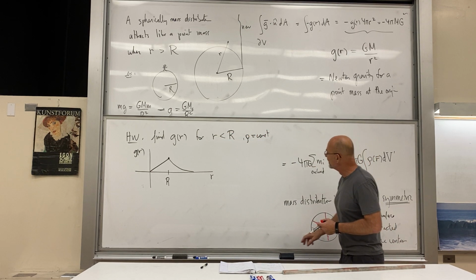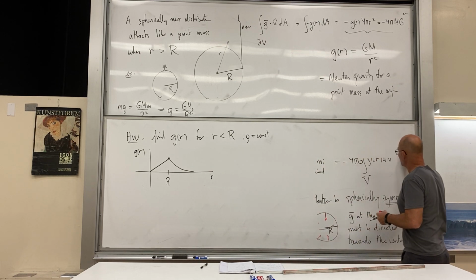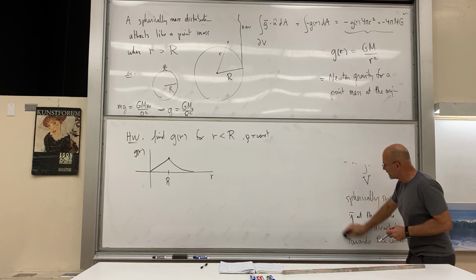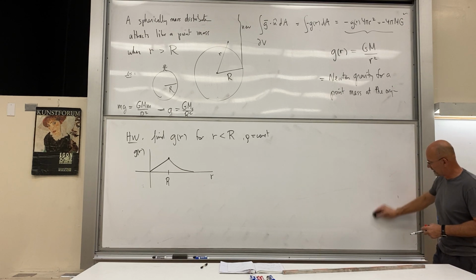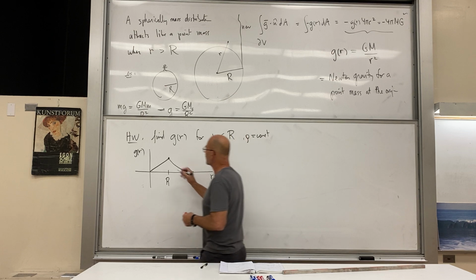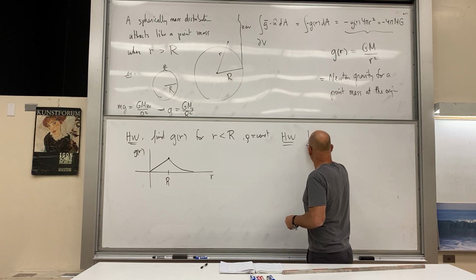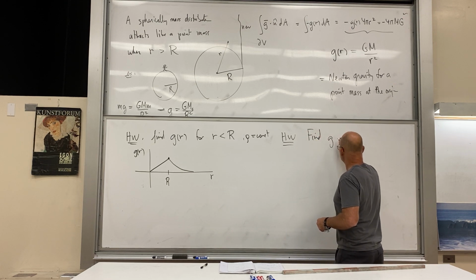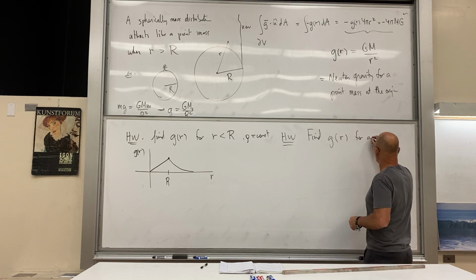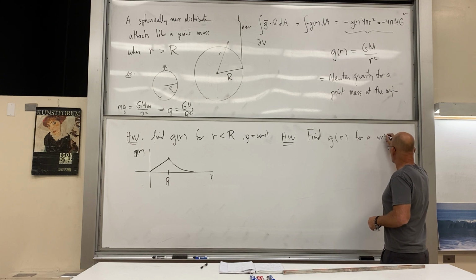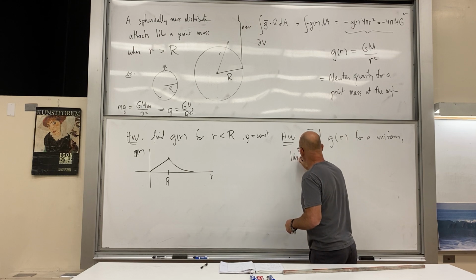Okay, so that was the first important example. I'm going to do one more, or maybe I'll assign it. So, okay, this was homework, no big deal. This next one I will assign as well. Find g of r for a uniform linear mass distribution. Uniform linear mass distribution.